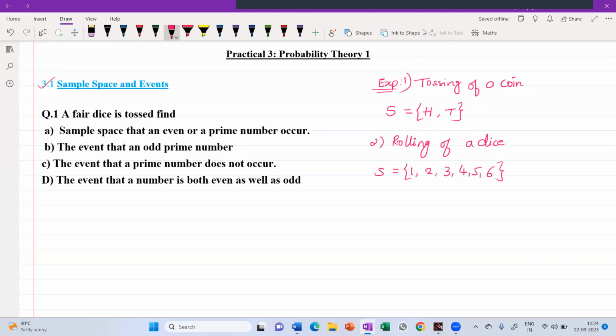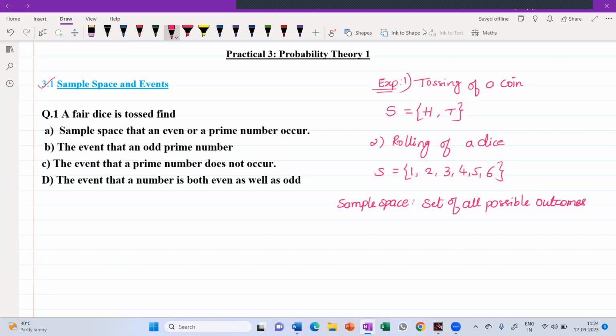I hope you have understood what a sample space is. Sample space is all the possible results or all possible outcomes when we perform a random experiment. So I'll just write down the definition of a sample space: set of all possible outcomes.